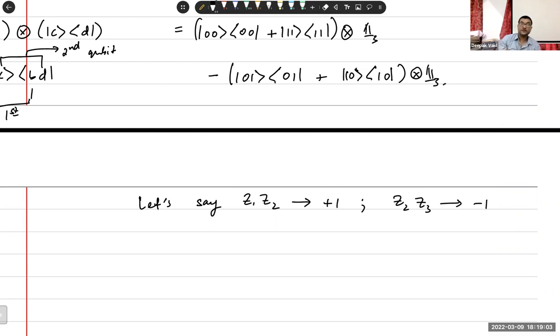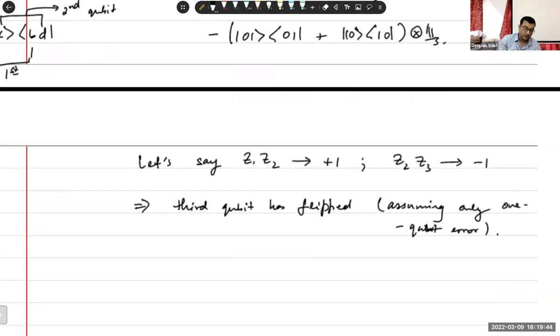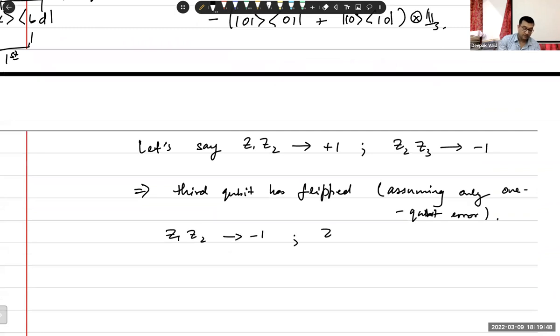Because if there is a two qubit error, then you would actually need a two qubit error. So assuming there are no two qubit errors, this tells you that the third qubit has flipped. Assuming only one qubit error. Okay. What if both of these give you minus one? Right? Then that tells you that it is qubit 2 that has flipped. Q2.